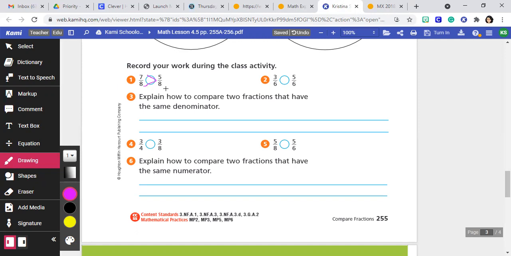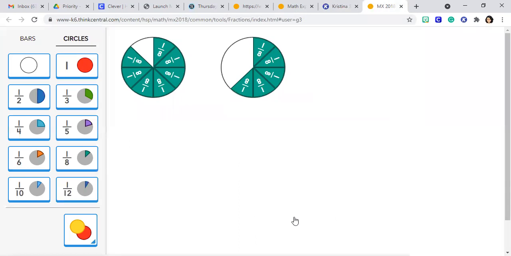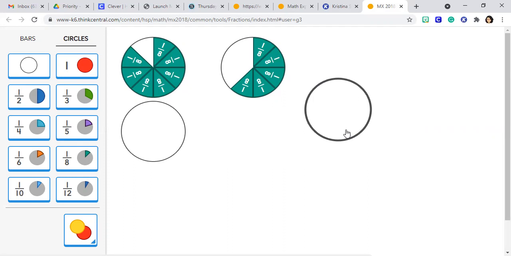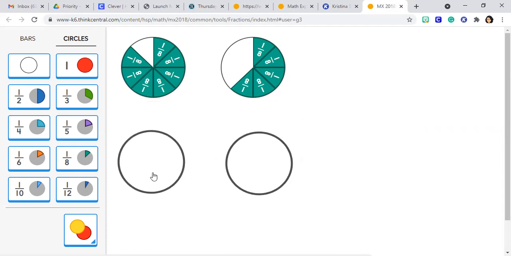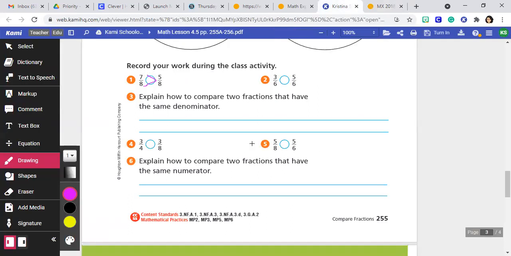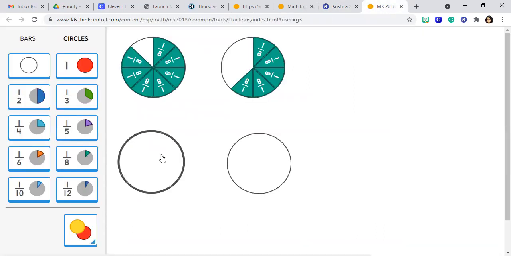Okay, let's keep going. Number 2 is comparing another fraction. And in this fraction, we are comparing 3/6 and 5/6. So I'm going to come back to this screen and I'm going to put 2 more circles up here. And I actually want to move this guy down here. And the first fraction that we're going to compare is 3/6. So let's do that. I've selected it.